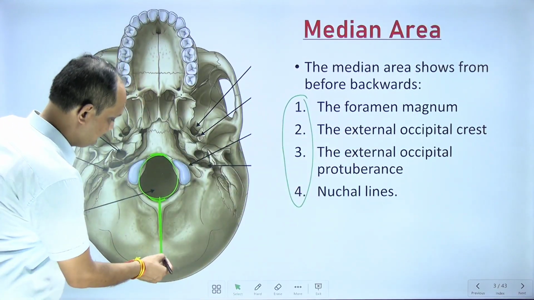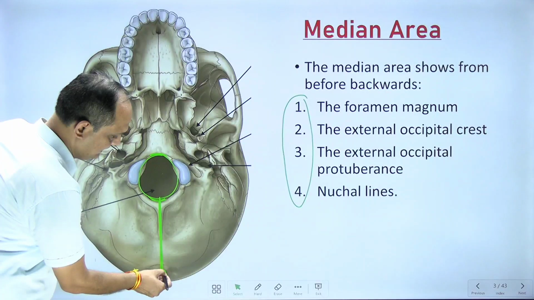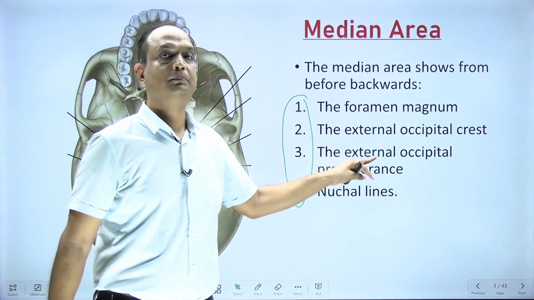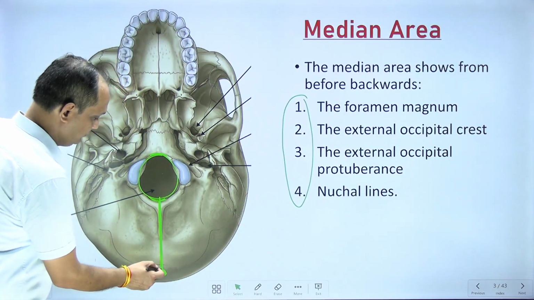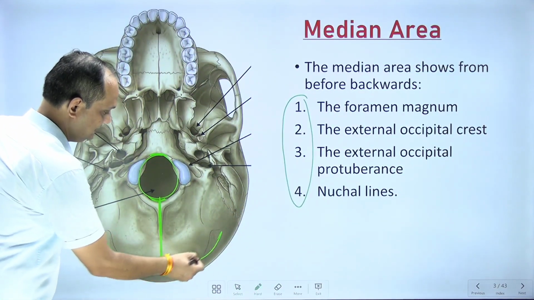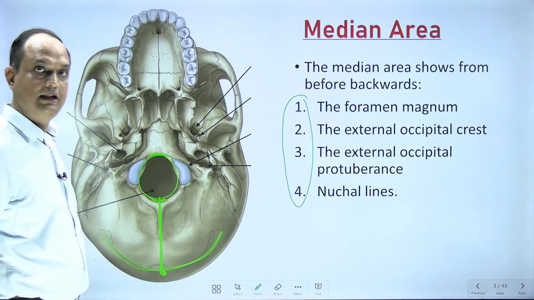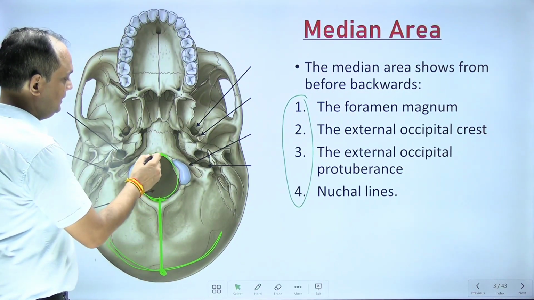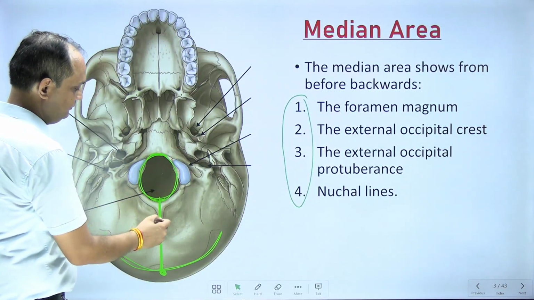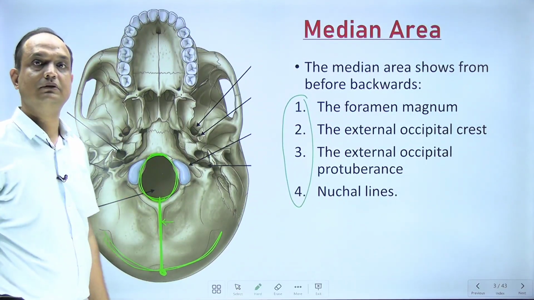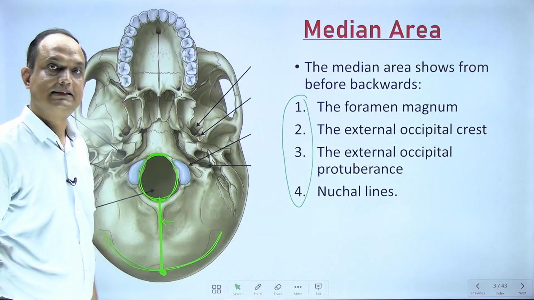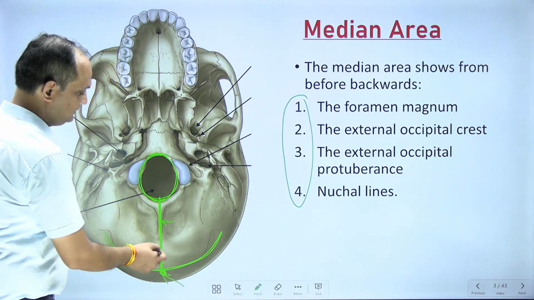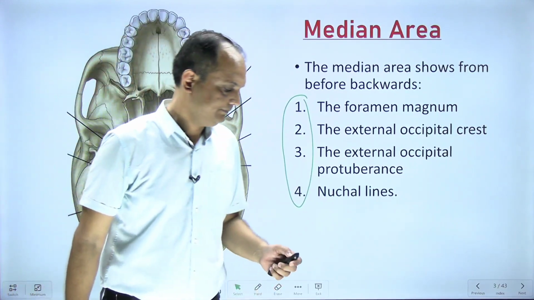Now you will trace this crest. This crest will end at a bony point, and that point is known as the external occipital protuberance, and from the protuberance you have the side lines which are known as nuchal lines. Clear? So in this median area you will have the foramen magnum, you will have this ridge which is known as the external occipital crest. The crest will end at a point known as the protuberance, and from this you will have the nuchal lines.